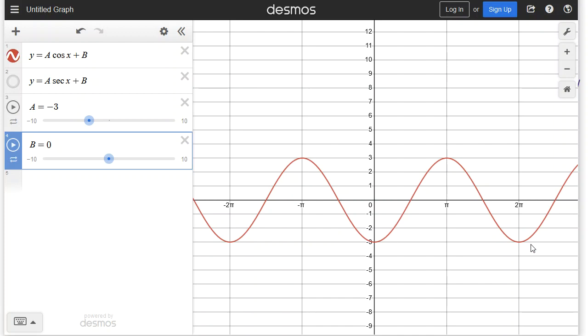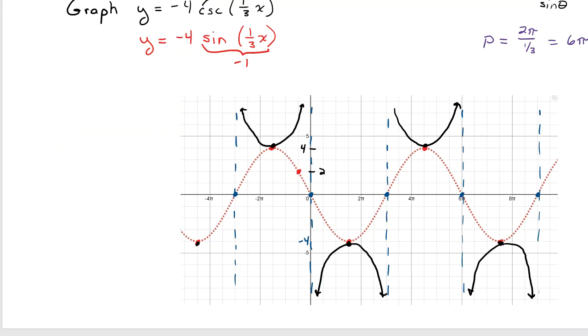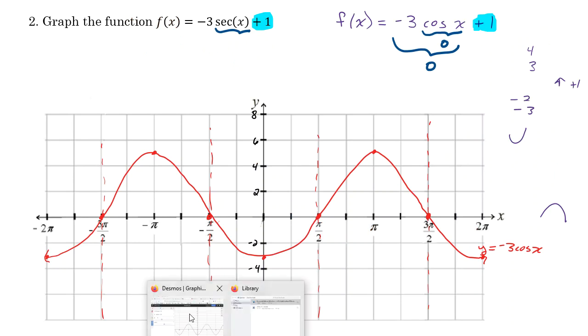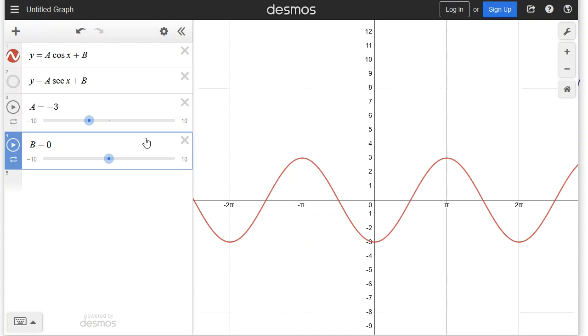So that's this red part. That's the same red part we have over here. Okay, it's just prettier because it's in decimals. Now, I'm going to put the secant graph up here. You ready? That's the secant with the same a and b value.